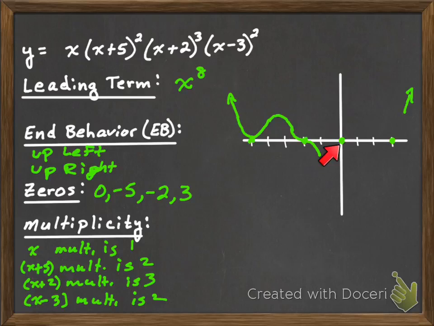Now we've got another 0 right here, so we're going to have to turn and come back to this one. It has a multiplicity of 1, which means it's just going to go straight through there. And again, we're going to have to turn and then come back down to this 0. This 0, the multiplicity is 2. So it's going to be tangent to that one and then come back up.